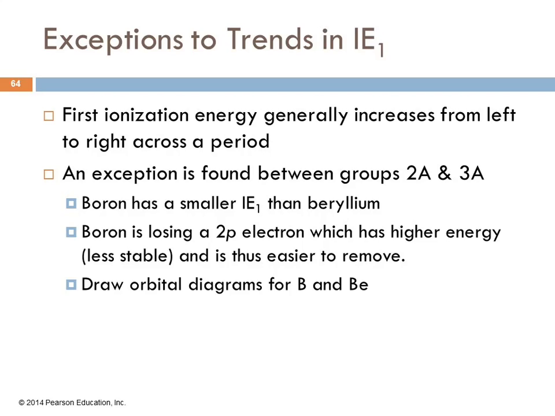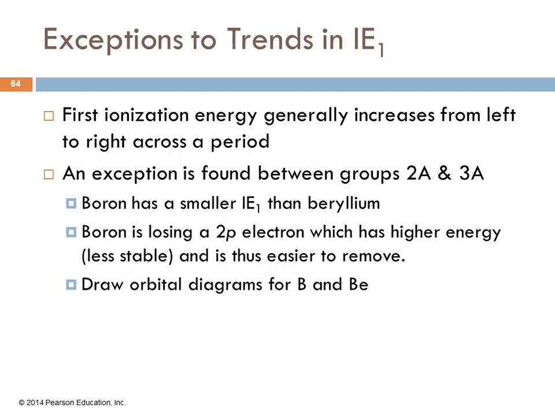It generally increases across from left to right, but then we've got this exception between groups 2A and 3A. Boron has a smaller first ionization energy than beryllium does. What's happening is that boron is losing a 2p electron, which has a higher energy, and beryllium is losing a 2s electron. And so this higher energy electron is easier to remove because it's less stable.